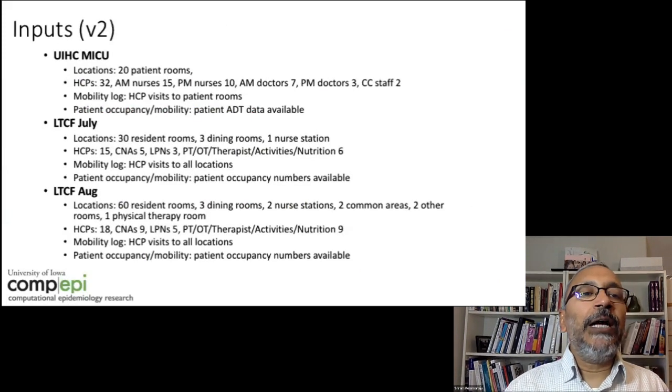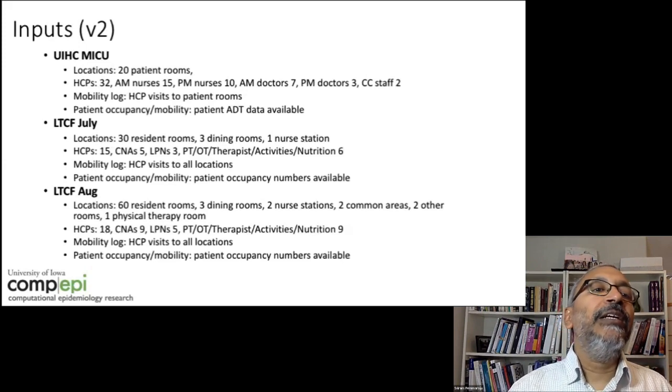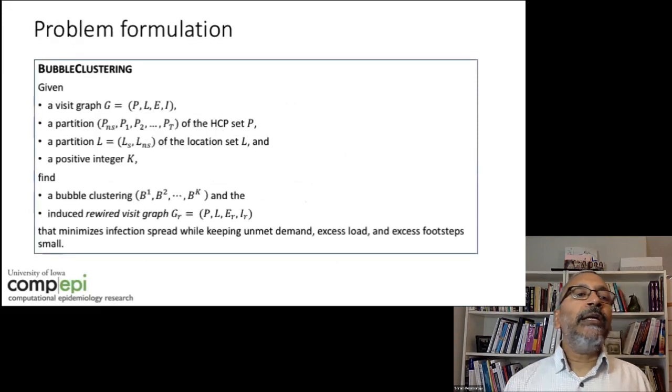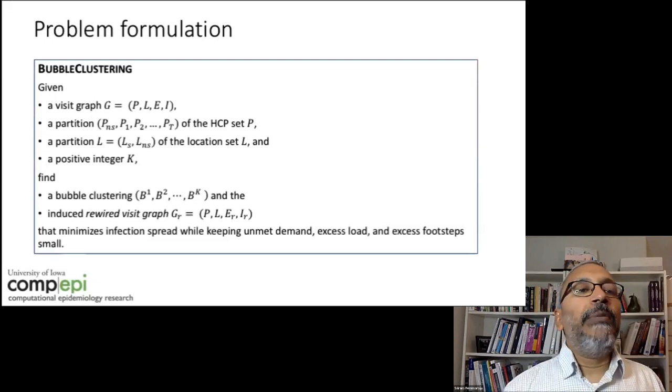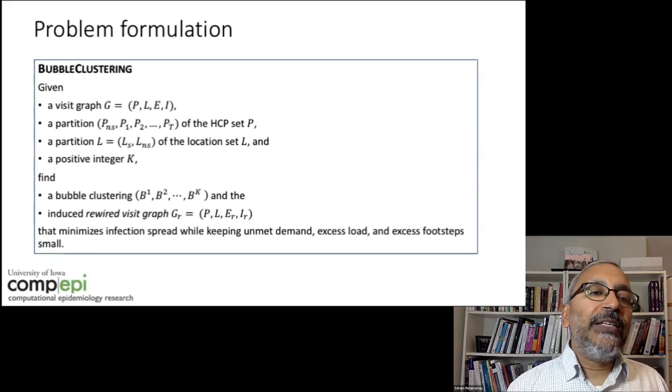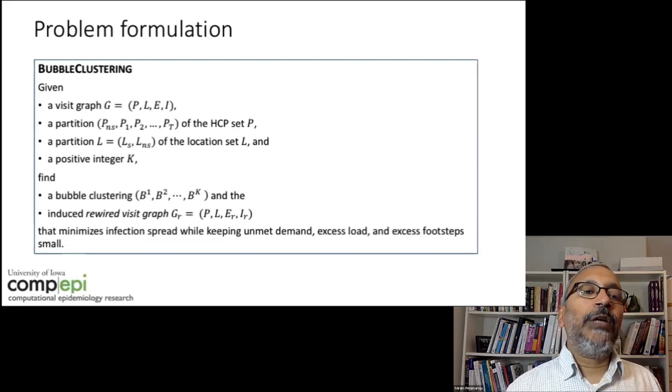So here is one more description of the inputs, but with more detail. So you can see the number of locations, the number of healthcare professionals, things like that from these 3 settings. And here is the formal problem statement. So we're given this visit graph, we are given the healthcare professionals, we're given locations, we are given a positive integer k, and we want to cluster the healthcare professionals and the locations into these k bubbles. And we want to create this rewired visit graph.